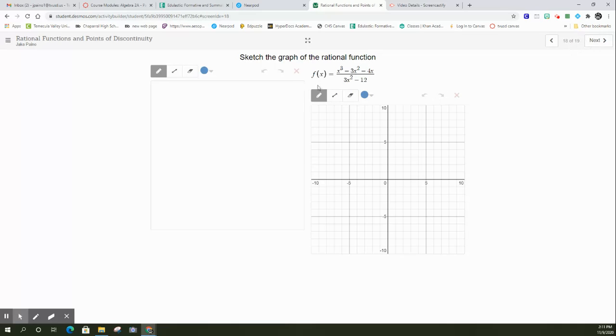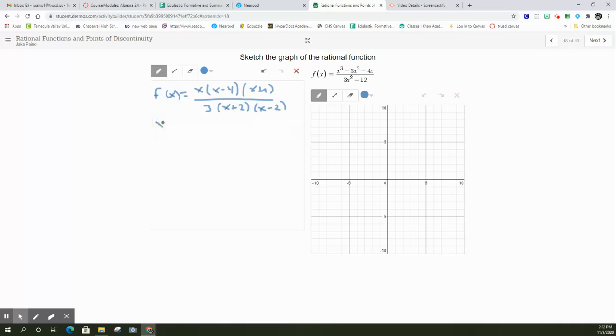Last one. Let's go ahead and factor this guy out. I'm going to take out an x on top, and then it's a quadratic. It'll be x minus 4, x plus 1. And then on bottom, I'm going to take out a 3. And that's going to leave me with x squared minus 4, which is x plus 2, x minus 2. So nothing's going to cancel out. So I have no holes.